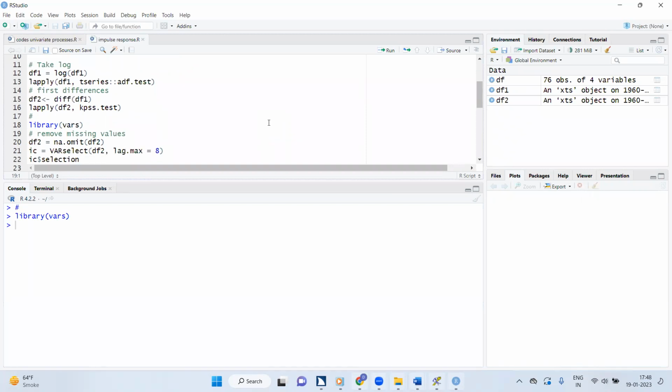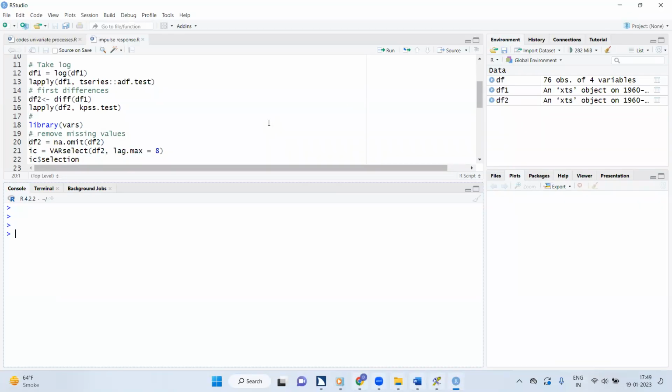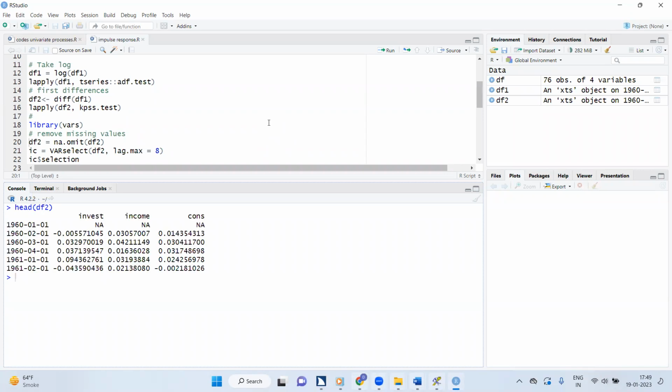Library vars, which we have already run. One thing is there. Look at this df2. You see, look at the first row. First difference: it's NA. Three values are lost because of the first difference. If you plug in the same data, R will throw an error that missing values are not allowed.